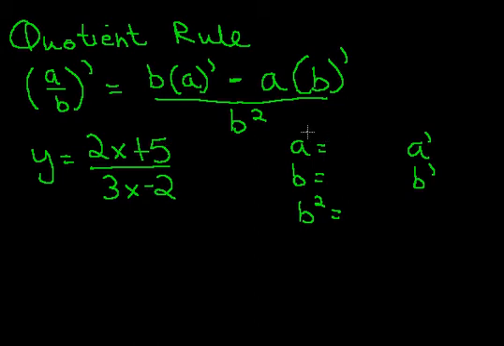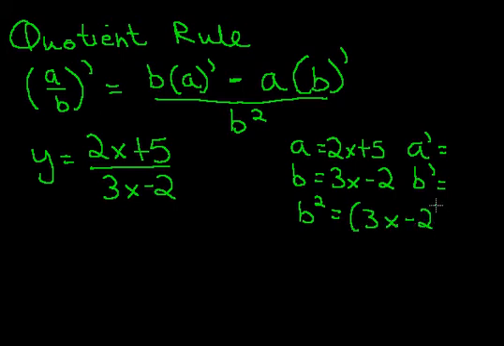So we know A is the top, so that's 2x plus 5. B is the denominator, so that's 3x minus 2. Now we need to figure out A prime, B prime, and B squared. Well, B squared is just B squared, and B is 3x minus 2, so B squared is (3x minus 2) squared. So all we really need to figure out is A prime and B prime, and then we just plug it into this quotient rule form, and we'll get the answer.